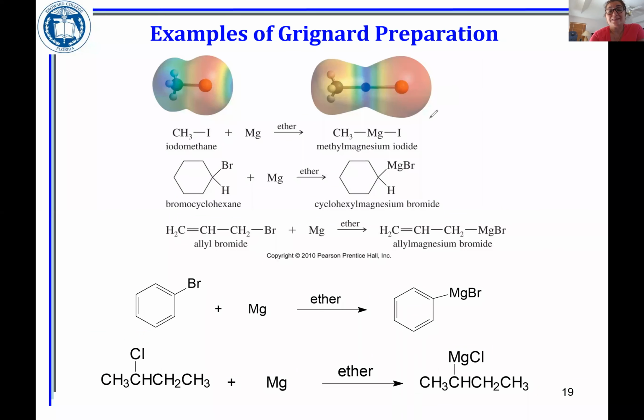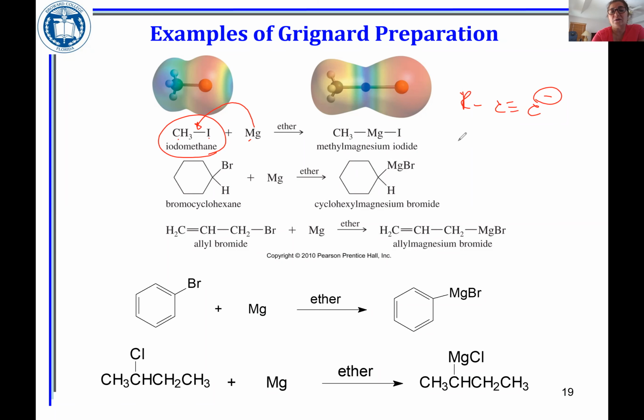So acetylide, RCC minus, is a nucleophile that you can bring from the terminal alkyne. The other strong nucleophile is called a Grignard reagent. You have an alkyl halide, you add magnesium. Magnesium doesn't react to give two products. Magnesium basically is going to be inserted between the alkyl group and the halide.